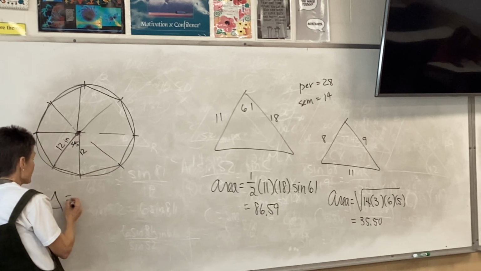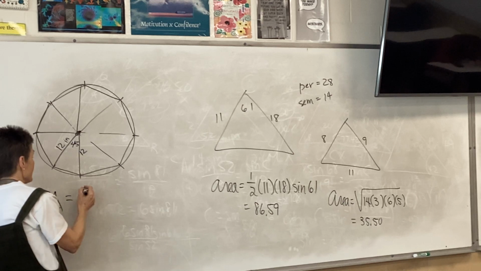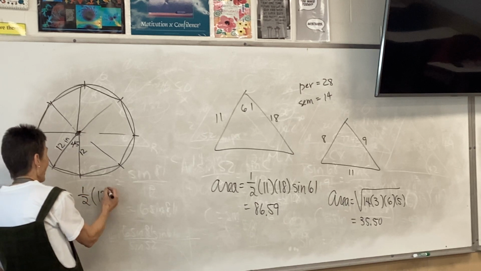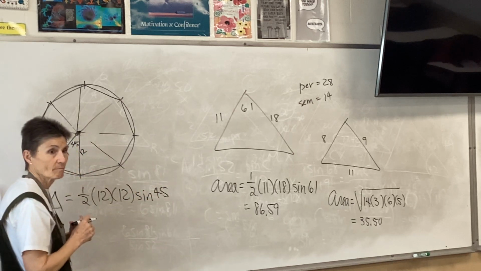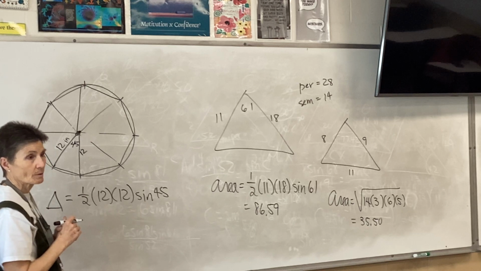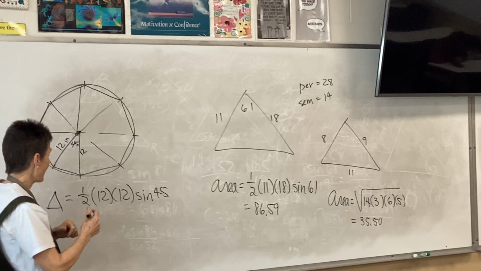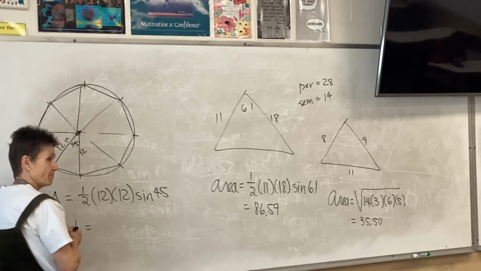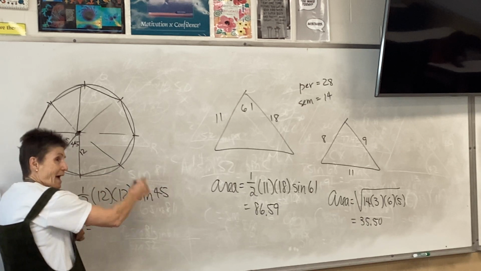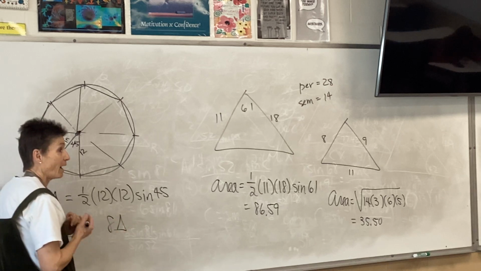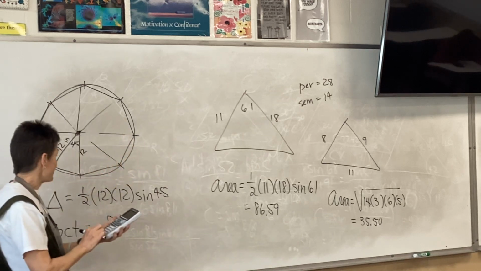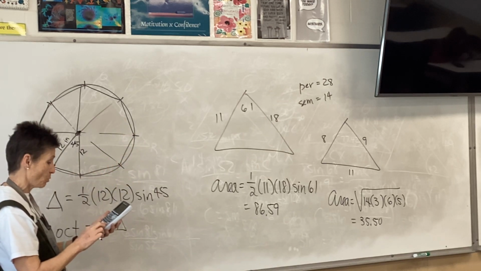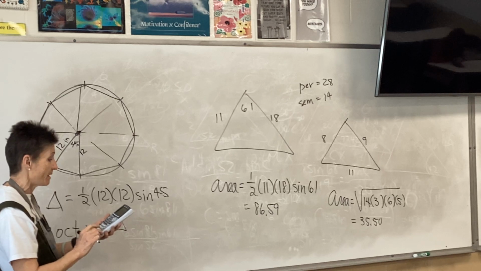So the area of the triangle is 1/2 times 12 times 12 times sine 45. Would you agree? Yes. But I need the octagon, so I'll just take whatever that is and times it by 8. So I don't round anything off. 1/2 times 12 times 12 times sine 45, and then times 8. Right on the calculator, times 8.